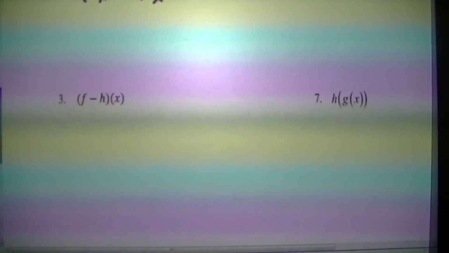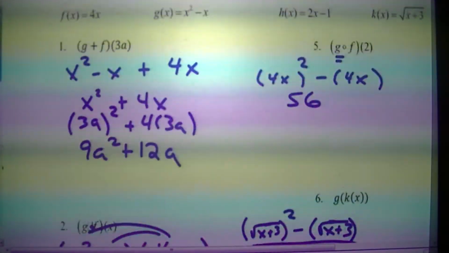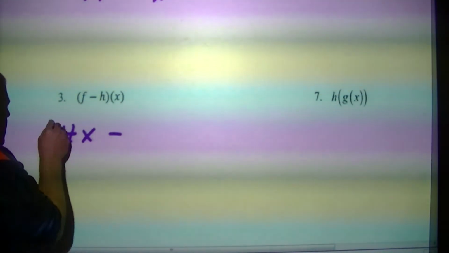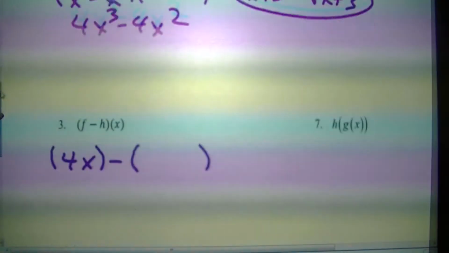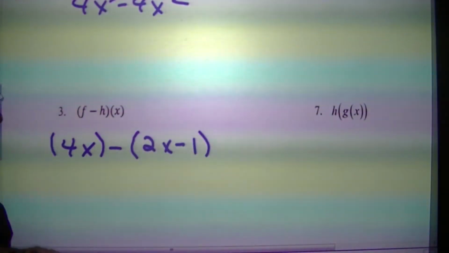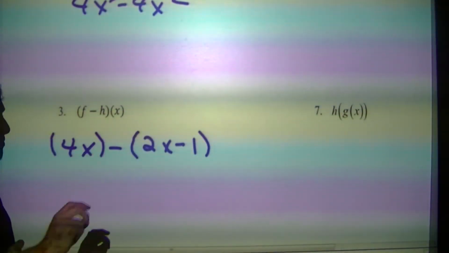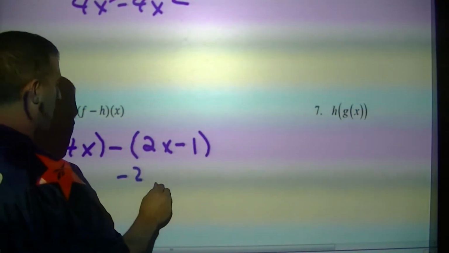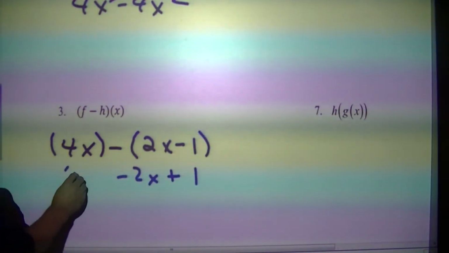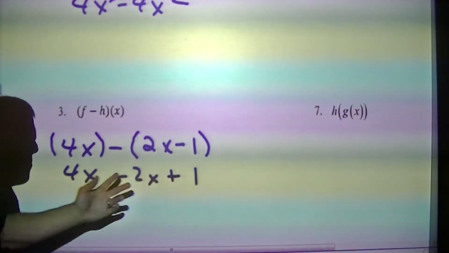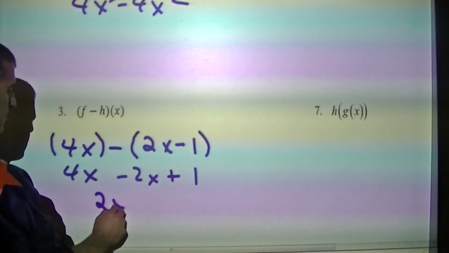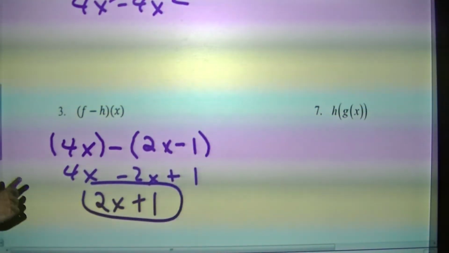Moving on to these next two. F minus h. Now this is subtraction, so what's my f function? 4x, so I'm going to do 4x minus h. H is 2x minus 1. There's a rule of thumb you can think about: if it's subtraction, it turns around all of those signs. That's a fast way to do it. So that 2x is now negative, that negative is now positive. If I combine my like terms, 4x minus 2x, the 1 stays there because it's not like. That's my answer there.